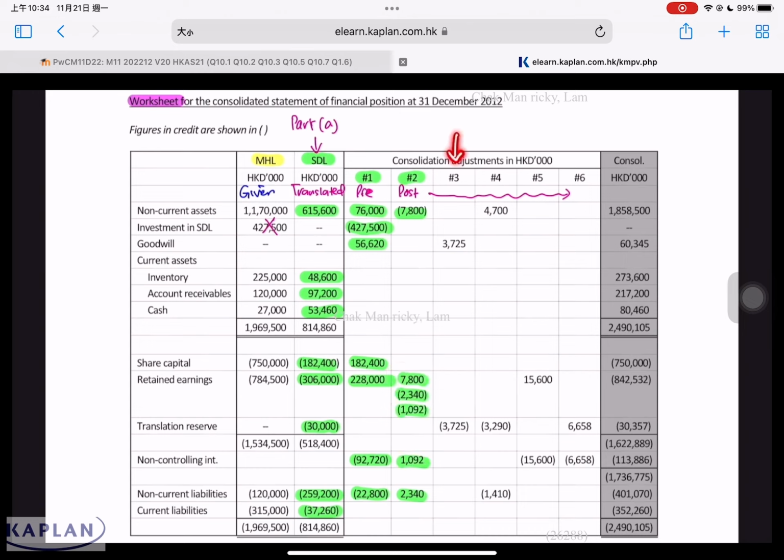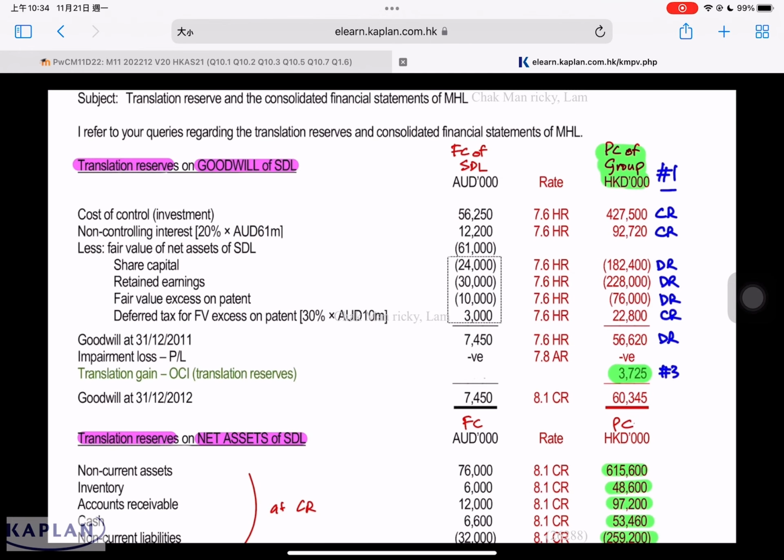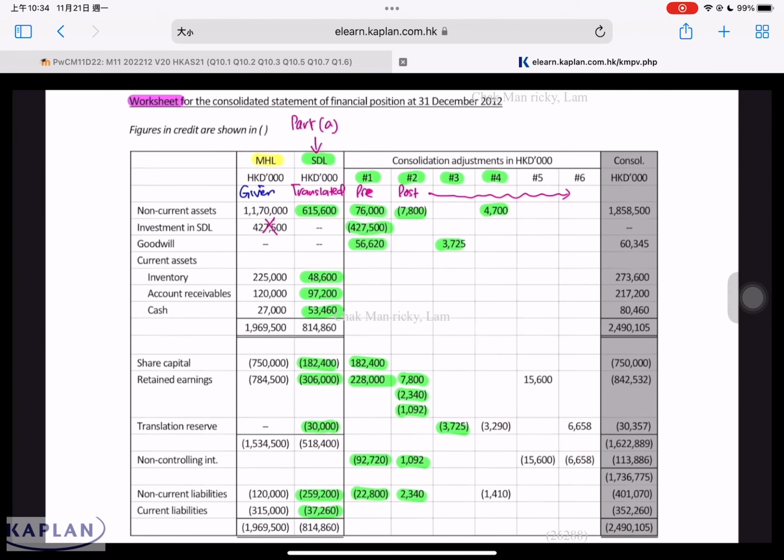Entry number 3 is to account for the translation differences on goodwill. Entry number 3, 3,725. Debit the goodwill because of translation gain, and credit translation differences reserve account. Entry number 4 is to account for the translation differences on patent assets as well as translation differences on the deferred tax liability. Increase the patent assets because of translation gain, increase the deferred tax liability because of translation loss. The net of these two will be equal to this. It's a translation net gain to the translation differences reserve account.